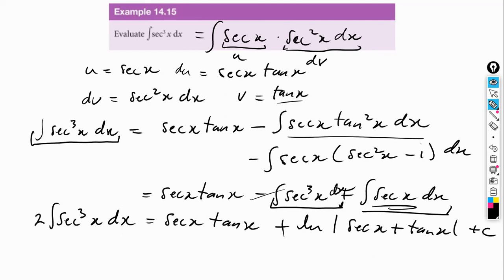So finally, all we have to do really is just divide everything by 2. Divide both sides by 2. So here we're going to get this over 2. Remember that dividing by 2 should not affect this letter c, which represents any constant. So dividing or multiplying by 2 should not affect it. So once we get to this point, we have found the solution.